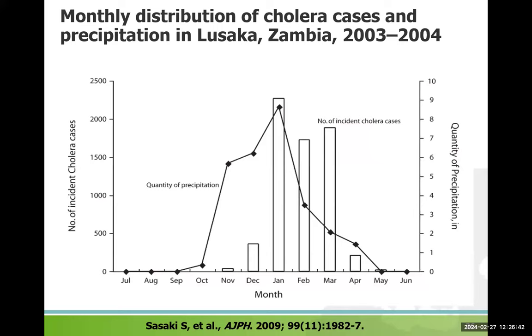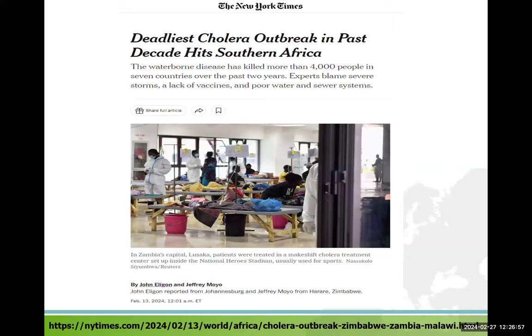Unfortunately, I'm sad to report that this is not an issue of the past, because in fact, this was from 2004, but 2024, two decades later, I just pulled this off the New York Times a couple of days ago. You can see here that we have something like 4,000 people that have died in the southern part of Africa. And the photograph is again Lusaka, where patients are being treated for cholera in the capital of Zambia, two decades later after that slide that I showed you earlier. And again, they pin it here on poor water and sewer system, which is what I mentioned earlier.